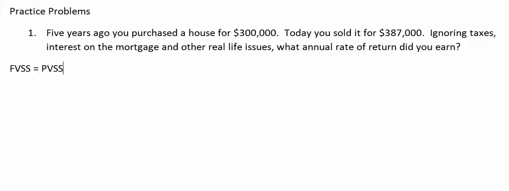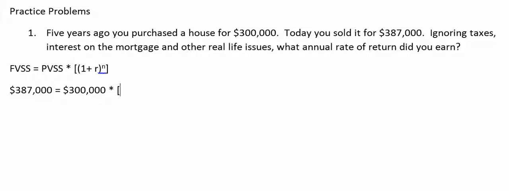So again, the future value of a single sum is equal to the present value of a single sum, but since I'm using the interest factor tables, I would multiply by, actually I'm going to go ahead and write it out one more time, 1 plus the rate to the power of time, or n, and that's just it for the future value of a single sum. So let's plug in what we know. I know the future value, 387,000. I know the present value, 300,000.